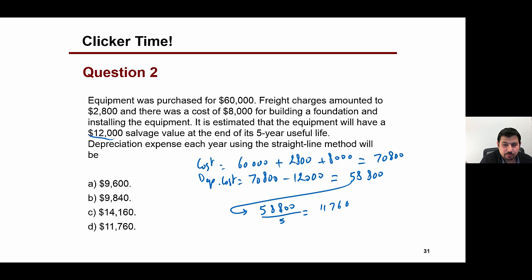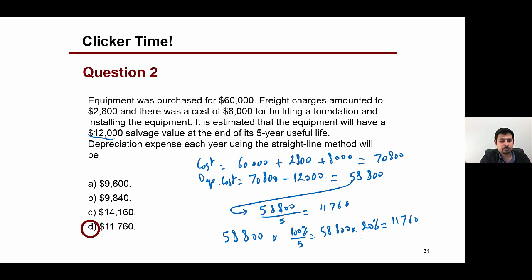which is equal to 11,760. The other method, which is also as good, is where we multiply 58,800 by 100% divided by 5, which is equal to 58,800 multiplied by 20%, and that would also be equal to 11,760.